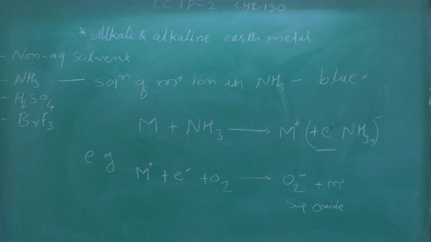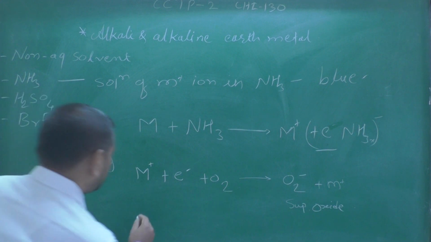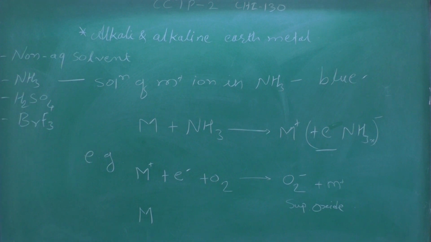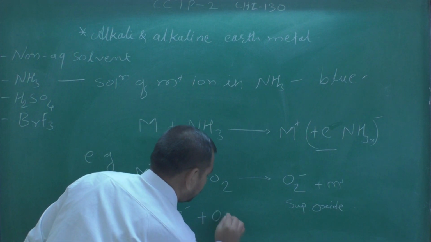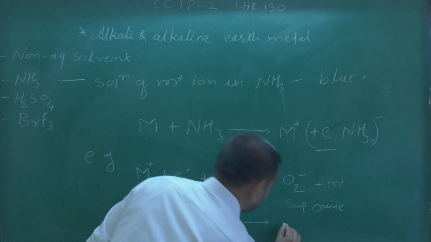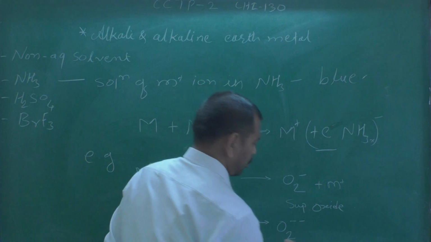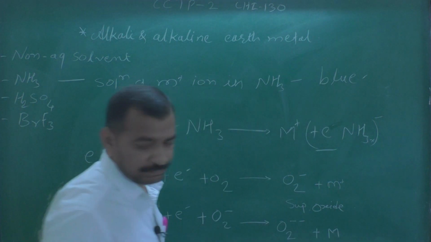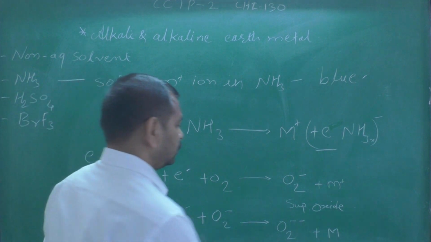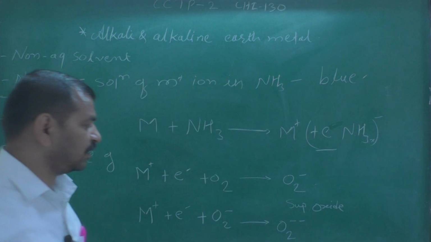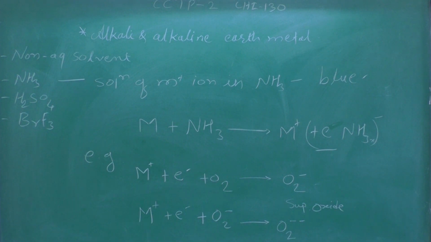Then this superoxide again uses one electron, plus O2 minus, to form a peroxide. So first superoxide forms, and then further reduction forms a peroxide.